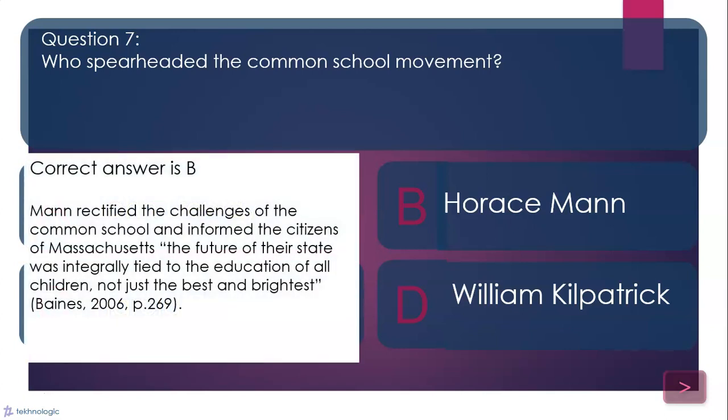According to Baines, Horace Mann studied law and became a senator for the state of Massachusetts. As a politician, Mann served as the advisor for education. At the time, the Common School was being implemented but faced many challenges. Mann rectified the challenges of the Common School and informed the citizens of Massachusetts the future of their state was integrally tied to the education of all children, not just the best and brightest.